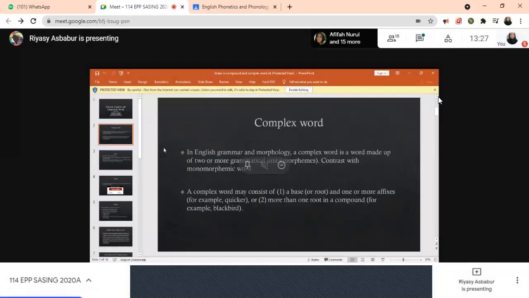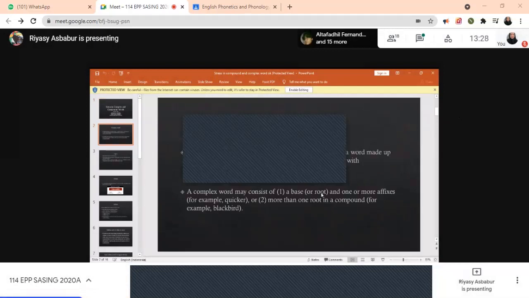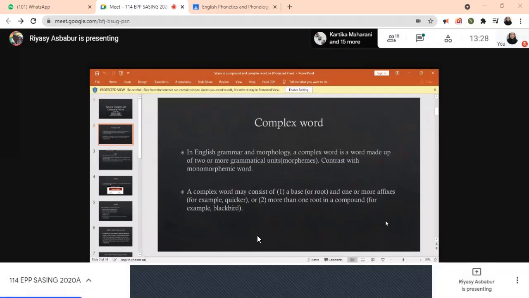Into the first slide. Complex word. In English grammar and morphology, a complex word is a word made up of two or more grammatical units, morphemes, in contrast with morphemic words. As we know, a complex word may consist of, first, the base word, the root, and one or more affixes, for example, quicker, or second, more than one root in a compound, for example, blackbird.